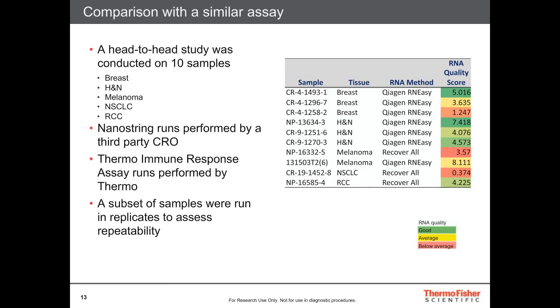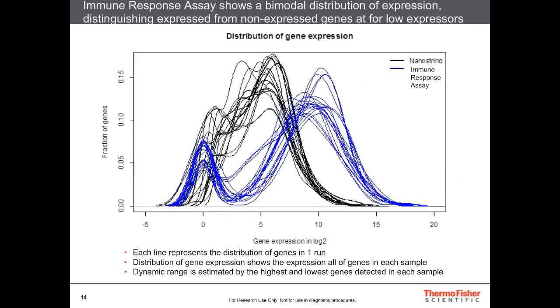Nanostring was performed by a third-party CRO that runs Nanostring routinely, and we performed the immune response assay. What we observed was that the distribution of expression of genes in the panel was nicely bimodal in the Oncomine immune response panel, but not so much with the Nanostring panel. Each one of these lines is a single sample, representing the expression of all of the genes in the panel for that sample.